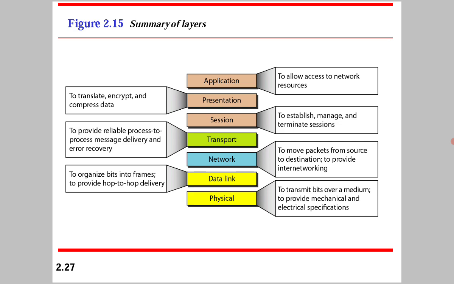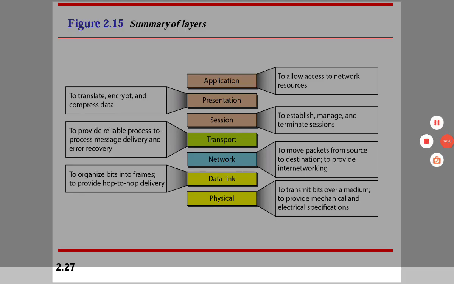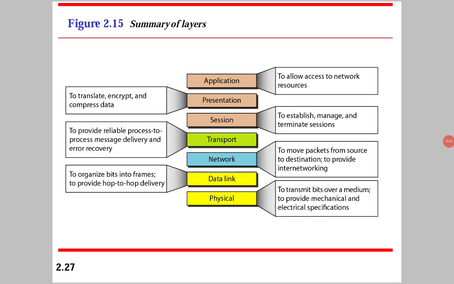The third layer is the network layer. In the network layer, packets are moved from source to destination to provide internetworking. What is the working of the network layer? It is mainly used to interconnect two nodes, two workstations or two systems on a network. In the network layer we move packets from source to destination. What is a packet? It is a set of frames.